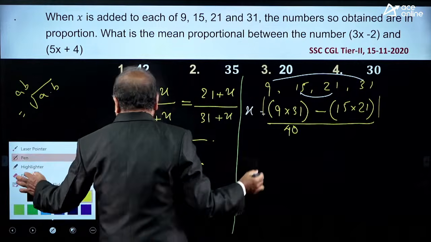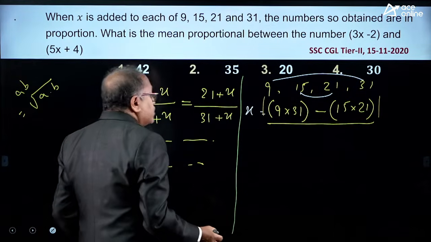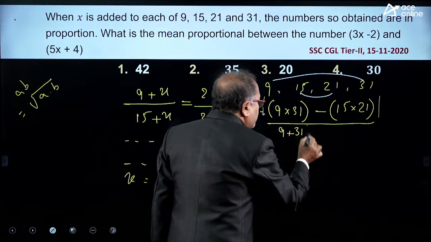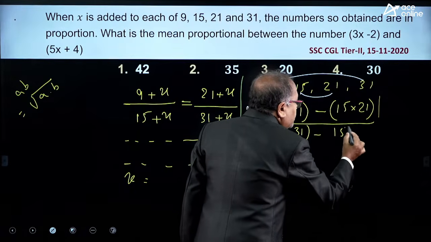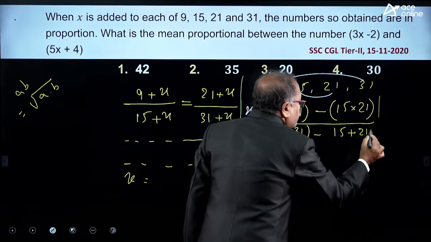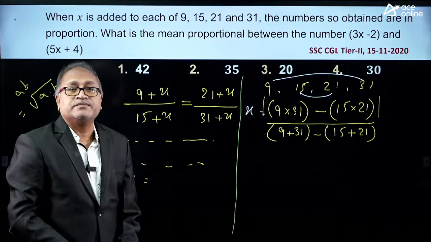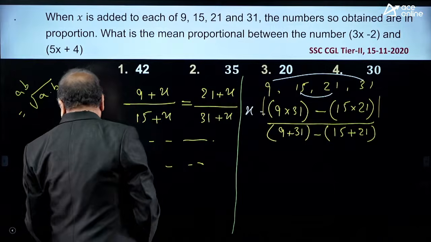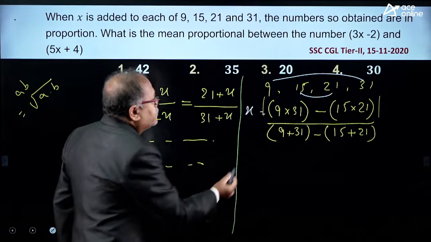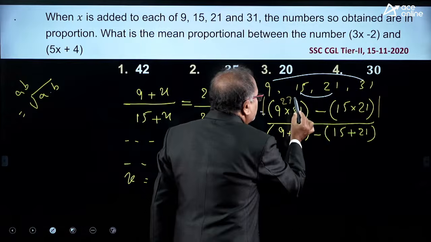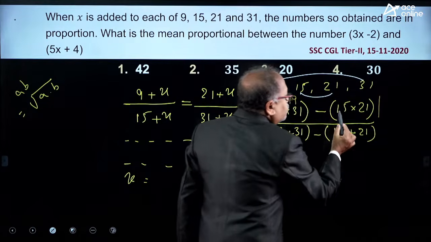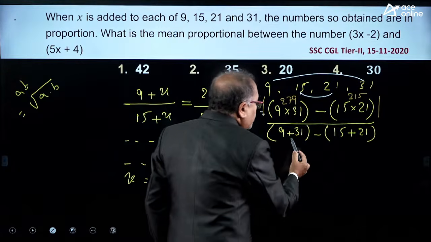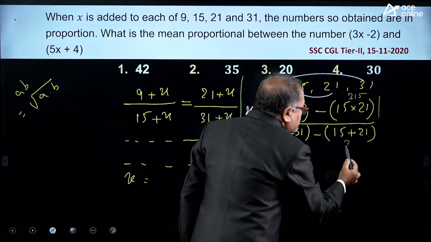Let me write it with clarity, so that those who are seeing this method for the first time can understand what I am doing. 9 plus 31 minus 15 plus 21. This is the value of x. It's very easy. We are not forming the equation here. Right, my dear friends. So let's work this out. What will be this value? I notice 2, 7 and 9 over here, and this is 315 over here, and this is 40, and this comes to 36.